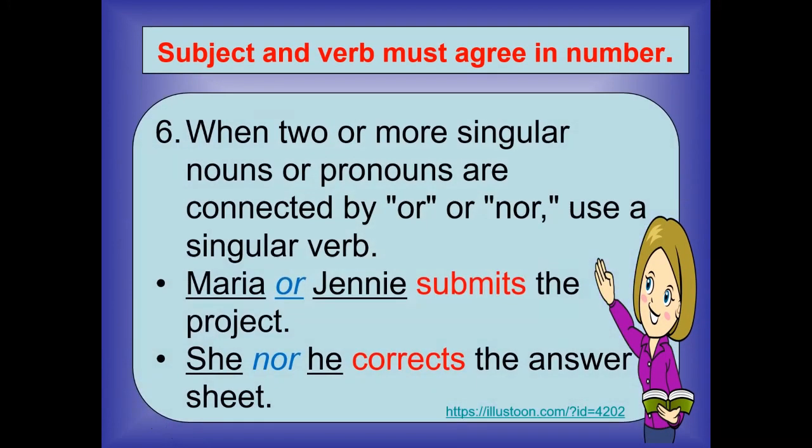Number 6. When two or more singular nouns or pronouns are connected by or, nor, use a singular verb. Maria or Jenny submits the project. She nor he corrects the answer sheet.